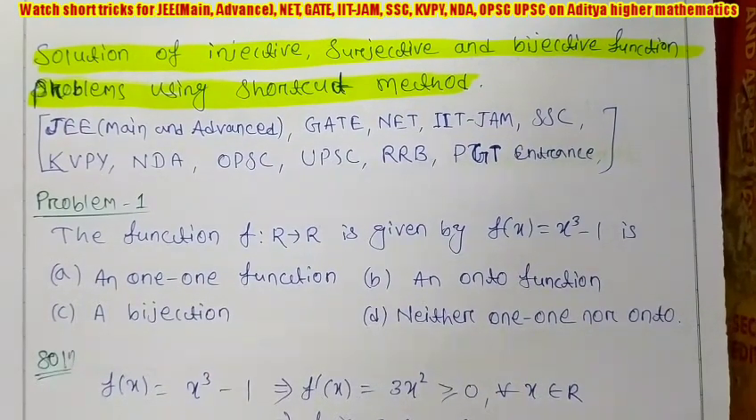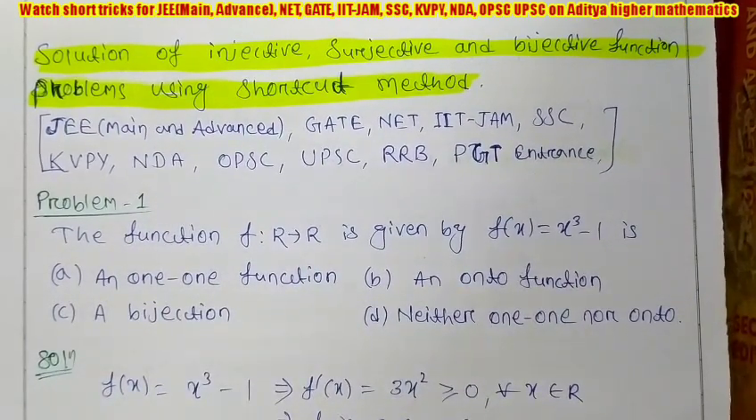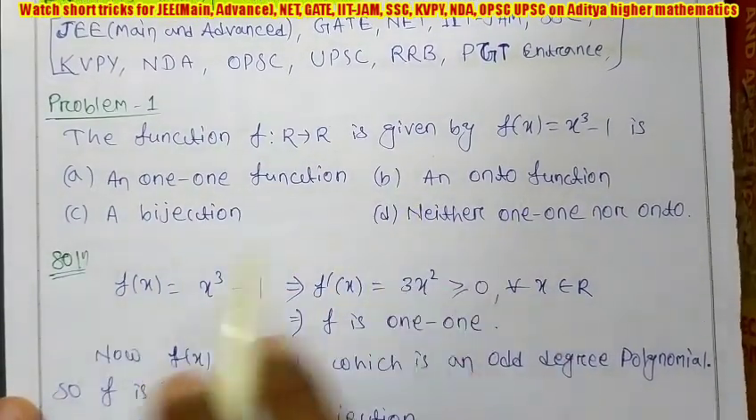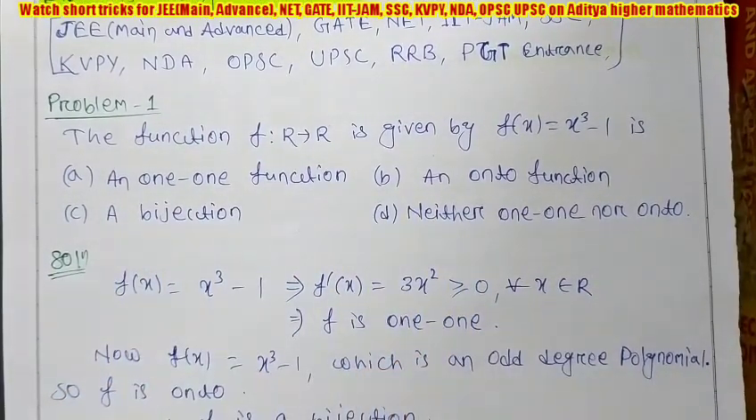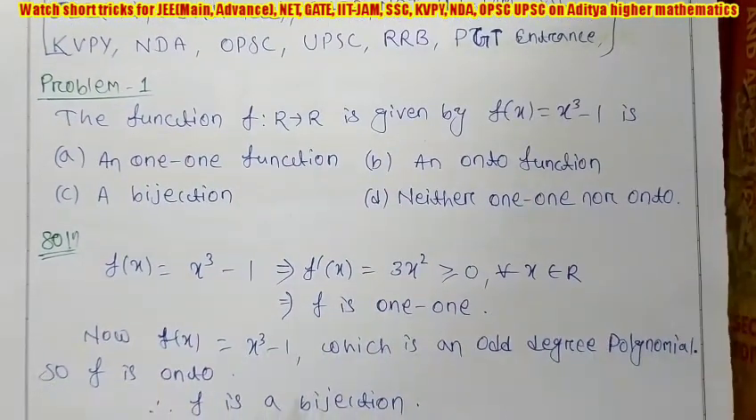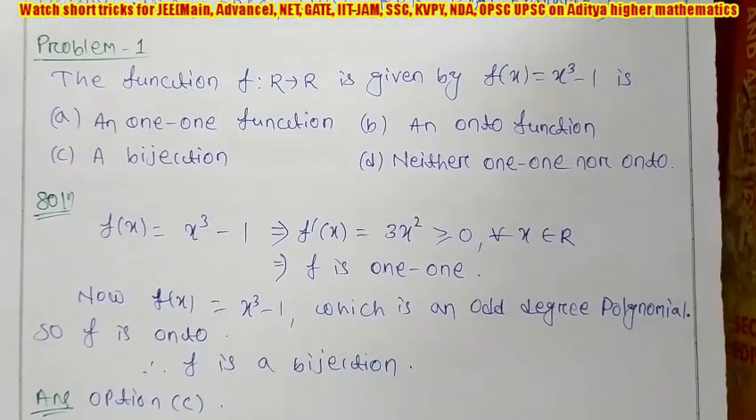The function f from R to R is given as x cube minus 1. Total 4 options are given here: 1-to-1 function, on-to function, bijection, neither 1-to-1 nor on-to. And the shortcut methods for 1-to-1, on-to and bijective functions I have already made in my previous lectures. So watch these lectures to clear your concept and improve your problem solving skill for shortcut methods. Here I will say it briefly, but the details I have already explained in that video.